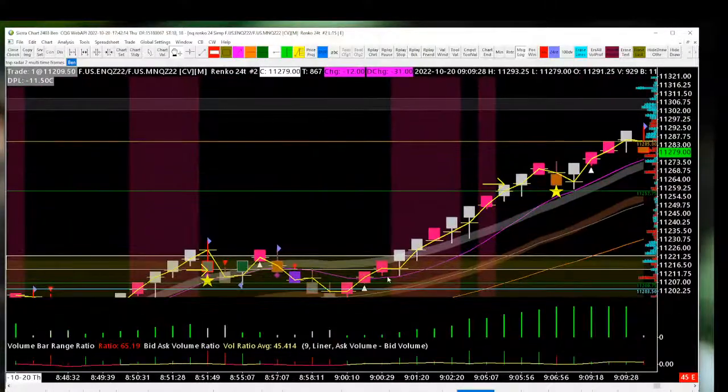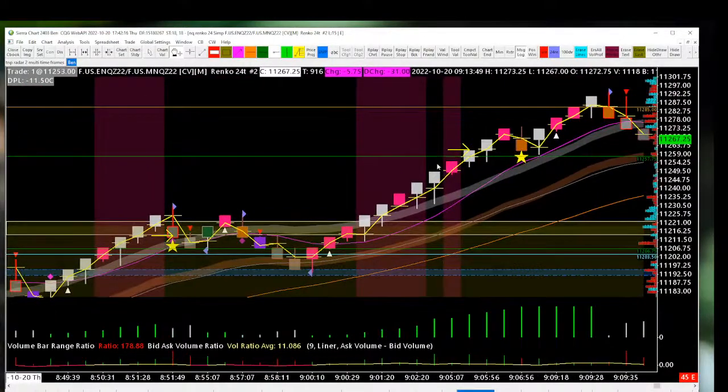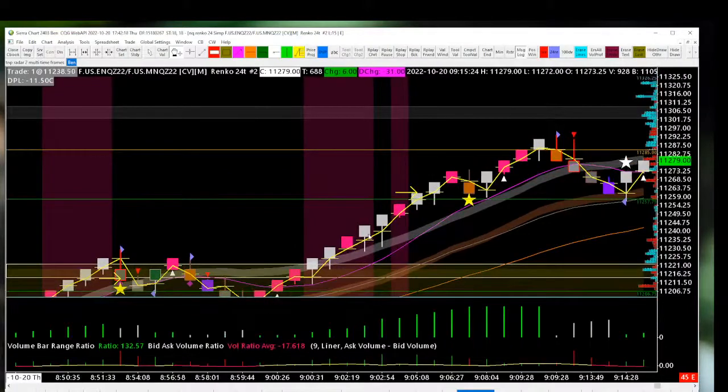So yeah, we bounce off here, right, the POC. I did not catch any of this. I'm also not going to be shorting this, especially when they try to shift momentum and fail.